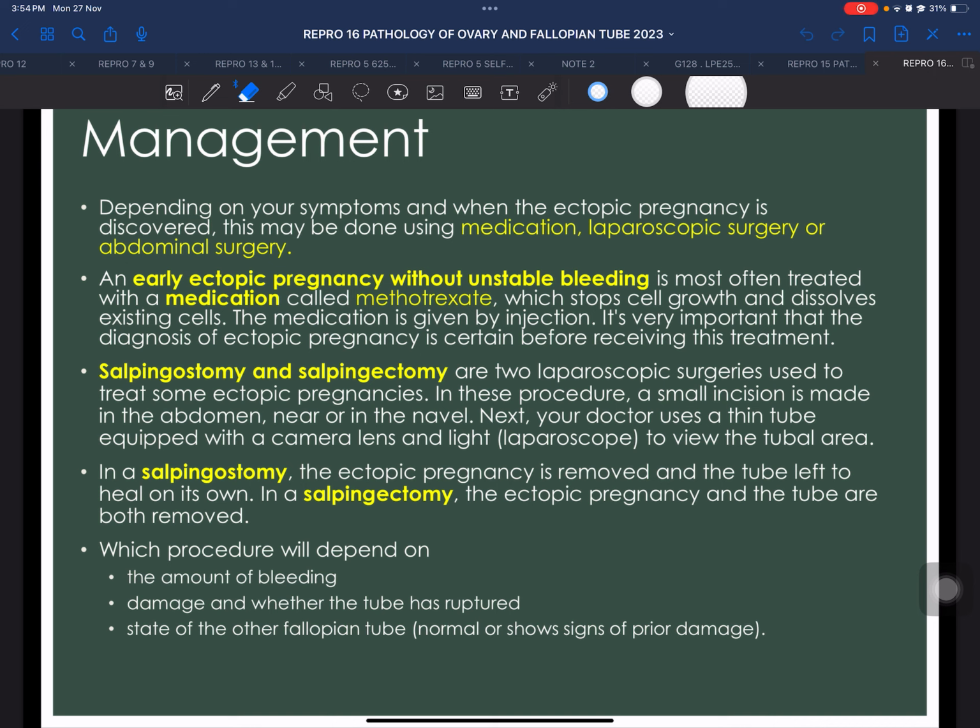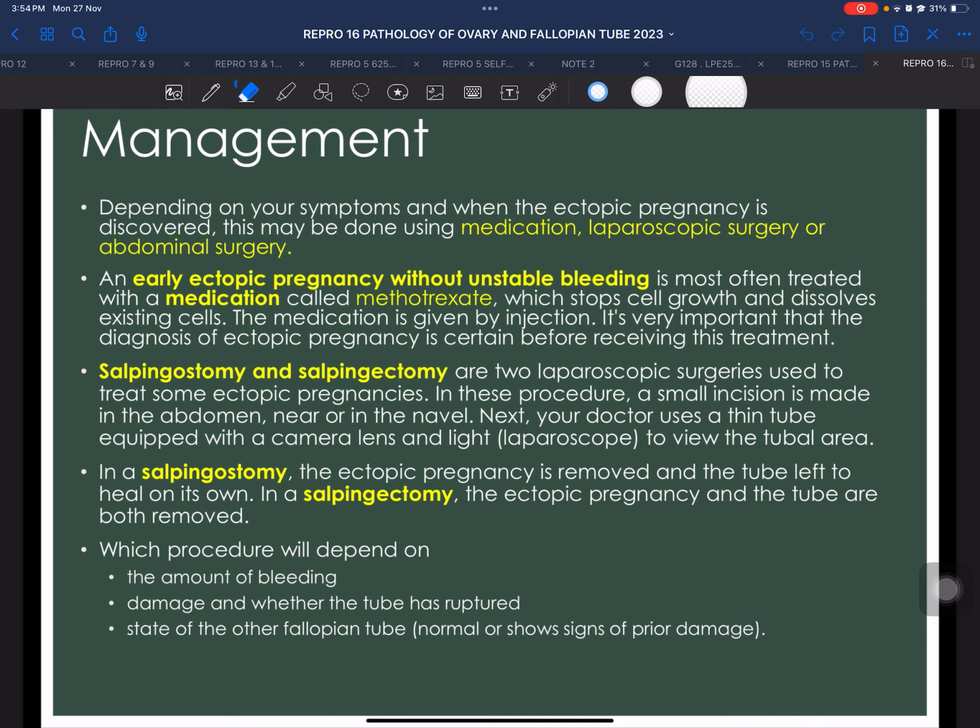But in terms of the surgical management, it's either salpingostomy or salpingectomy, which is a laparoscopic surgery used to treat the ectopic. When you do salpingostomy, only the contents of the ectopic pregnancy are removed. But when you do salpingectomy, you remove the section of the fallopian tube together. Alright? So which procedure you do will depend on the amount of bleeding, the damage, whether the tube has ruptured, or the state of the other fallopian tube, normal or showing signs of prior damage.